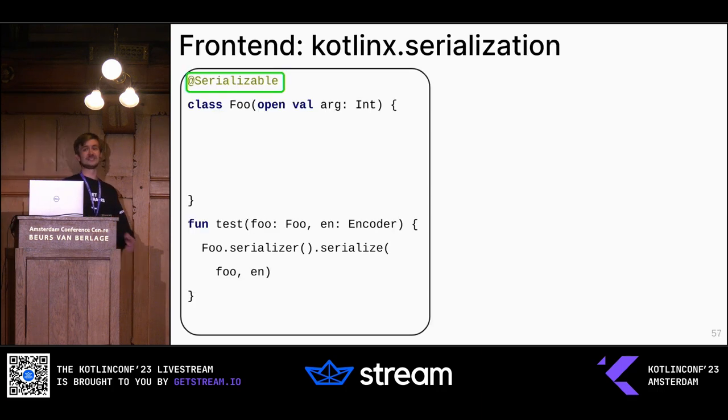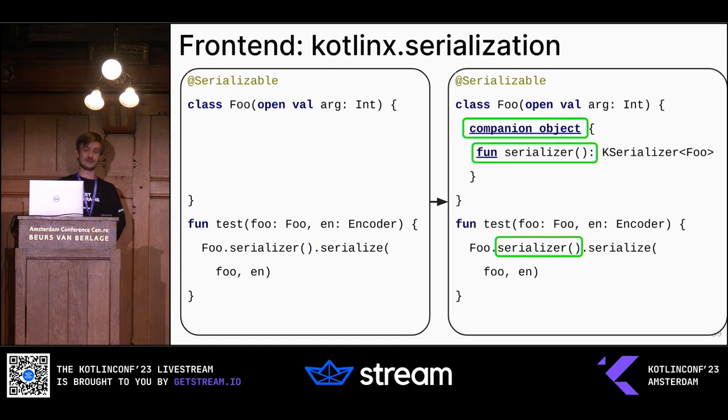Well, as an example, we can consider a serialization plugin. In fact, it's quite complex, so I'll tell just a few words about what it can do. So its primary task is to provide a mechanism for serialization and deserialization. For this purpose, we mark the class with the Serializable annotation. And then in function test, we use this serializer.serialize call to perform the serialization. Well, of course, it will not work without a plugin because class Foo has no serializer function inside. Okay, but after the serialization plugin runs, the code is modified. Now we have a companion object in class Foo and a serializer function inside, and now this code at the bottom is proper. It will work.